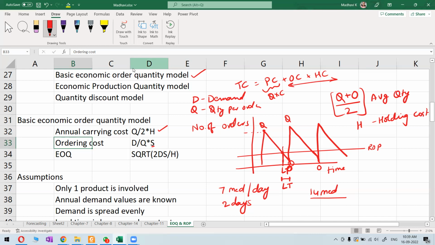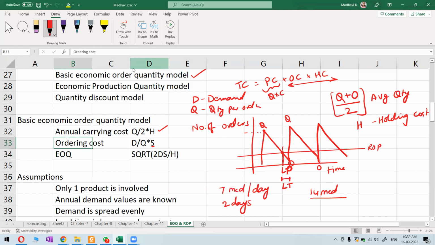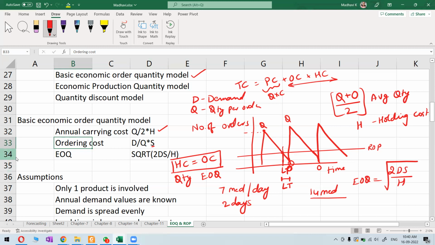Now, using mathematics and our understanding of calculus, we can say that the total cost would be minimum when annual carrying cost, the holding cost, equals ordering cost. So at this level, it is believed that the quantity is more economical, or let us call it EOQ. Economic order quantity would be that quantity at which holding cost equals ordering cost. So when we equate both of these values, we get EOQ equal to the square root of 2DS by H. That is how this EOQ is calculated.